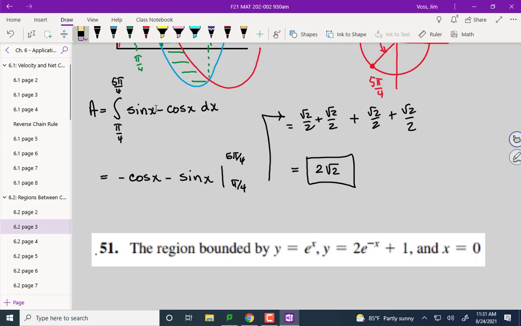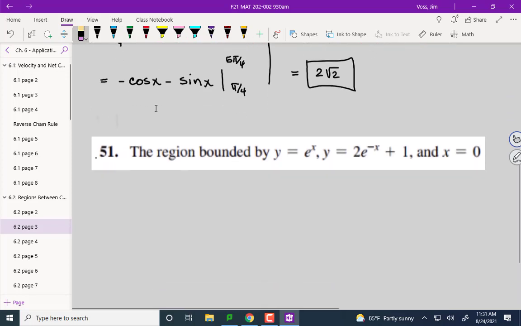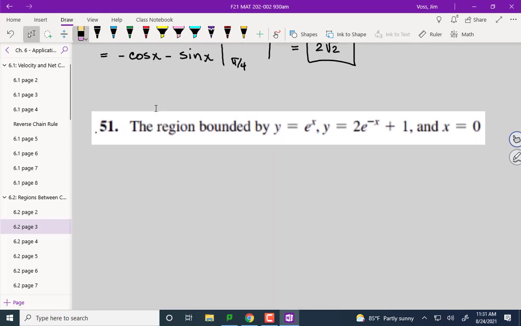Okay, so there is our area between the two curves. Let's go ahead and look at this exponential mess. Exponentials always seem to be a little messy. Let's get a sketch. We like a sketch that helps us to figure out what's going on. Now I've got to figure out how to get out of that without drawing something.